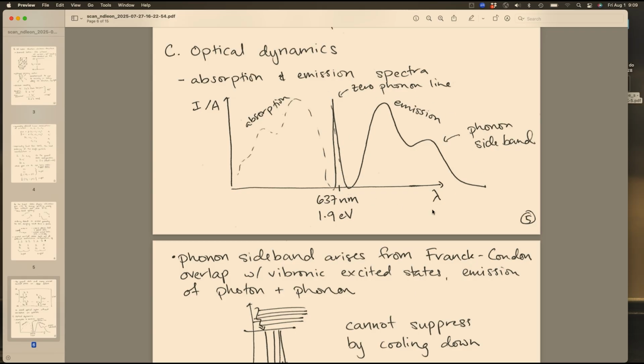But then we also see this extremely broad emission band. If I had known that I was going to show this to you, I would have put a spectrum in here rather than drawing it by hand, but it looks roughly like this, and that spans something like 100 to 150 nanometers. In general, the absorption spectrum is going to be a mirror image of the emission spectrum to first order. So the absorption spectrum has this big peak at the zero phonon line, and then you have this kind of lumpy thing that comes from the phonon sideband as well.